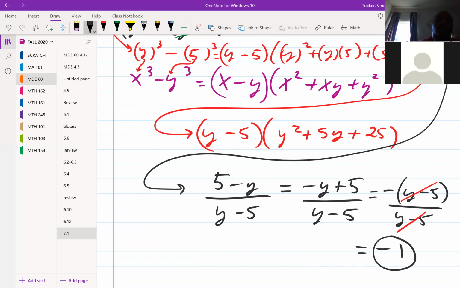So this type of scenario will always produce a negative 1 when you have opposite signs for each one of your terms. That would give you a negative 1.